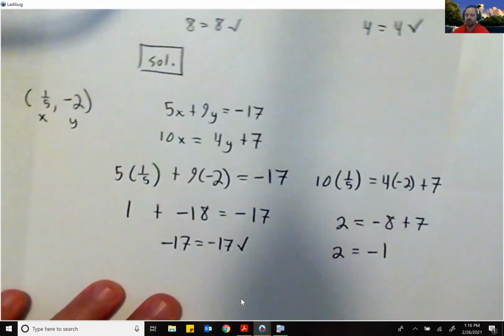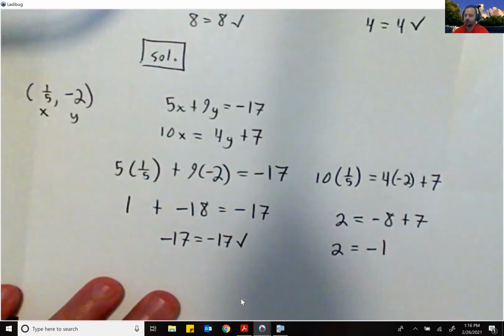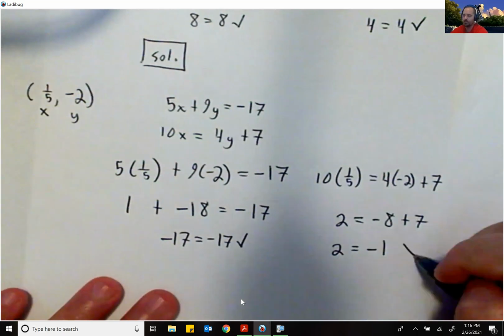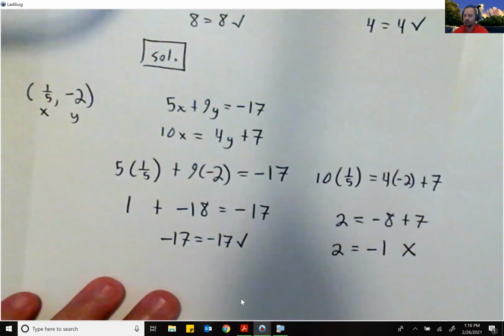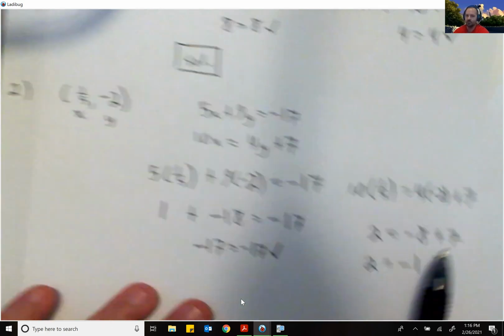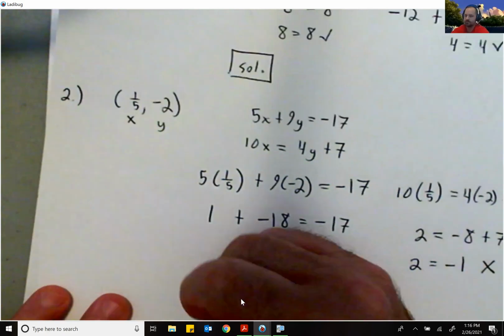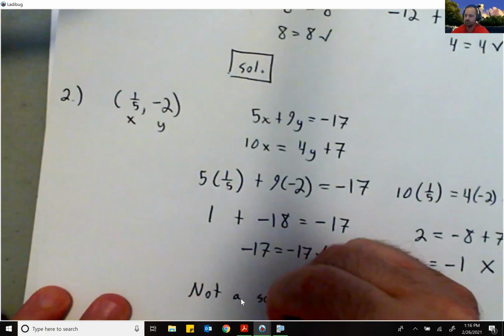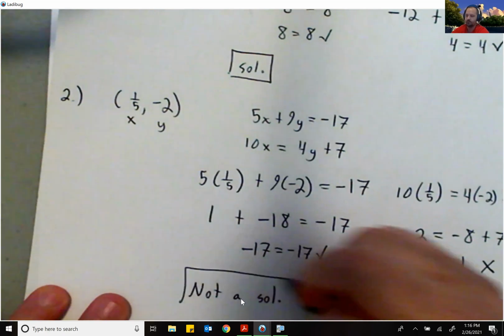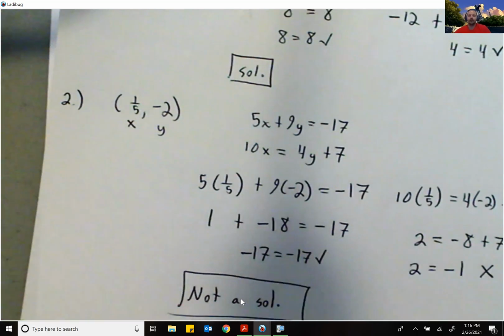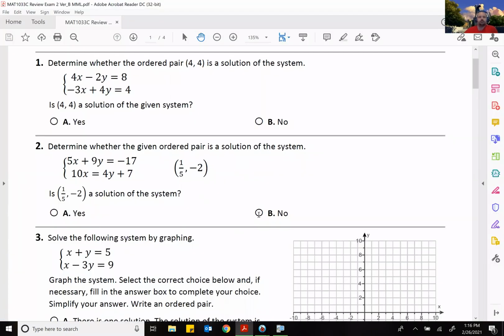Does this match? Does this make sense? No. So that's no good. So is this a solution? No, not a solution, period. So in your exam, you'll go back and you'll say no. There you go. There's the first 2 problems.